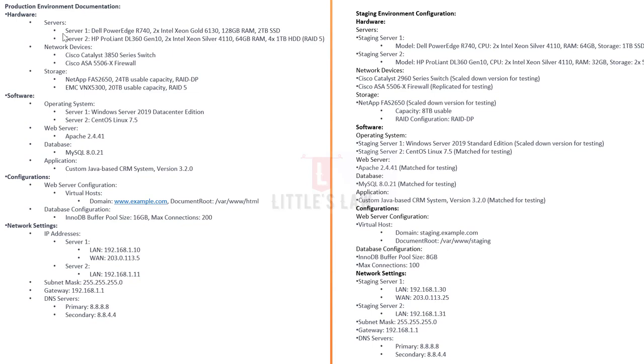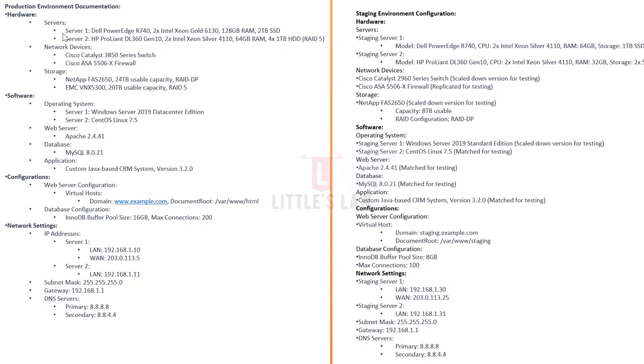And then when it comes to the web server configuration, you should have the same virtual host, which we all know is a very basic thing. And then when it comes to the database configuration, the buffer pool size is 16 gig in production, and I'm scaling it down to 8 gig, and the maximum connections, the connection pool size, from 200 in the production to 100 in the staging, because that is the load we are expecting. So we are good to scale down from 200 to 100 in the staging.